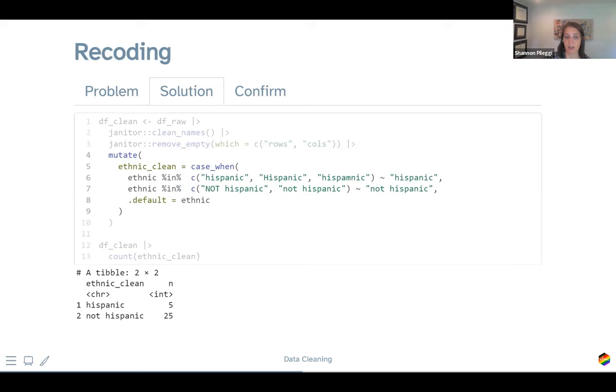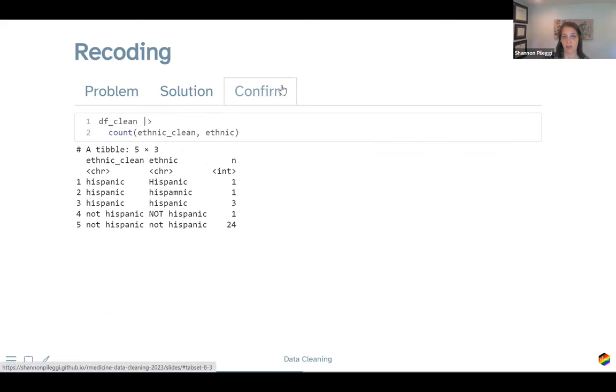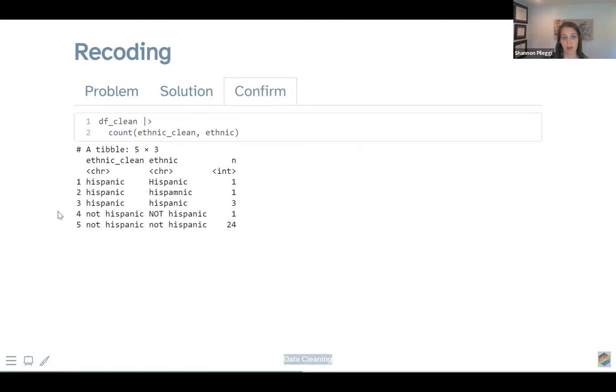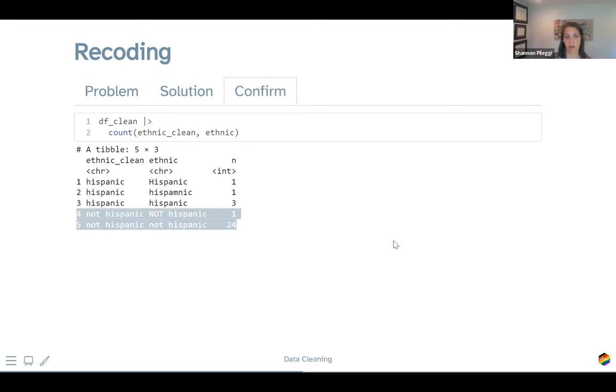And I believe it's very important to maintain both your original variable and your new cleaned variable as separate things, not to overwrite your original variable. Because if you overwrite your original variable, you have no way of confirming if your coding worked correctly. So the way to confirm that your coding worked correctly is to count the 2 variables side by side. So I'm counting my new ethnic clean variable versus my original ethnic variable, in which case I can see there's 3 ways you can be coded as Hispanic and 2 ways you can be coded as not Hispanic, to confirm that my recoding worked correctly.